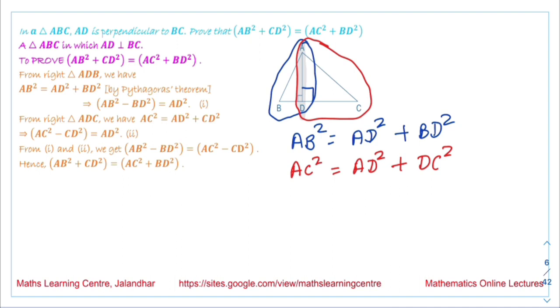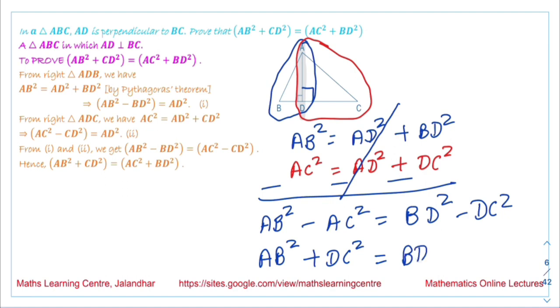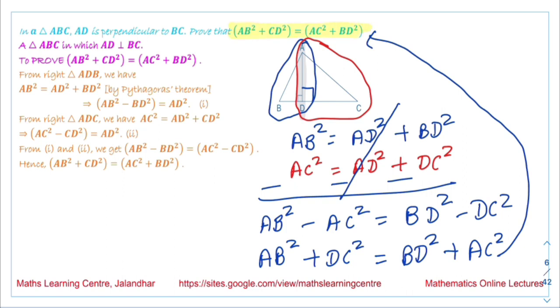Now if we subtract these two equations, this AD square gets cancelled, and what we are left with is AB square minus AC square, that is equal to BD square minus DC square. This gives AB square plus DC square is equal to BD square plus AC square, and this is the result that we have to prove.